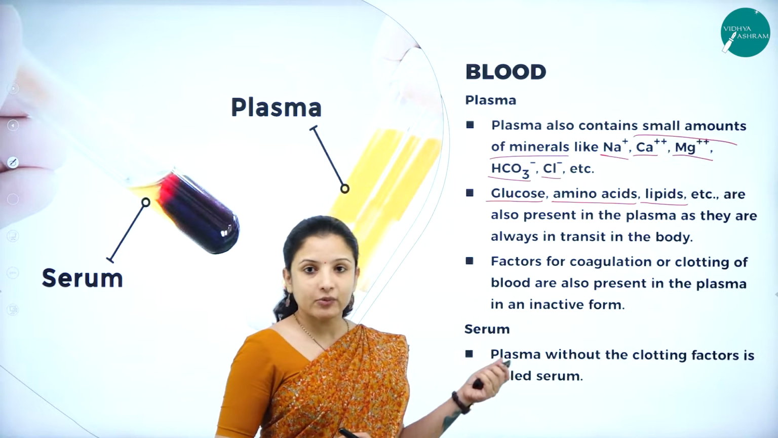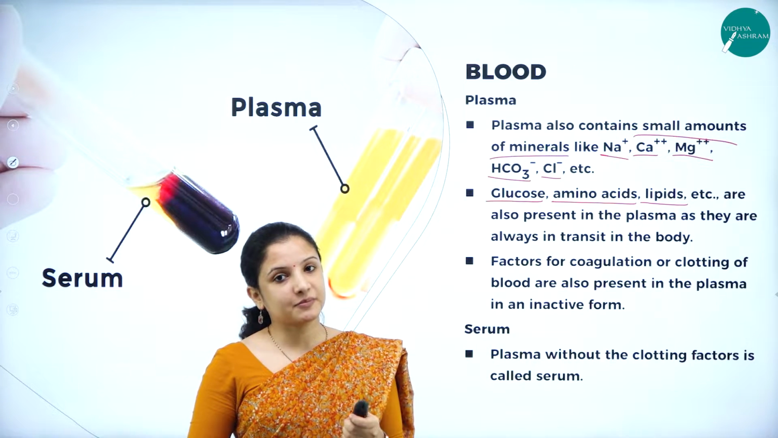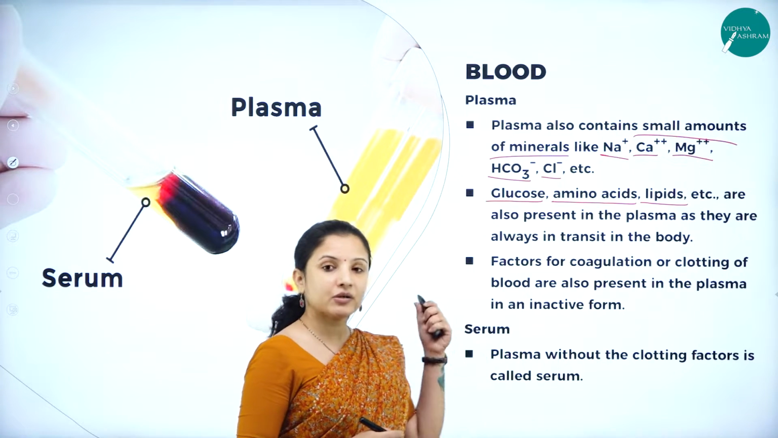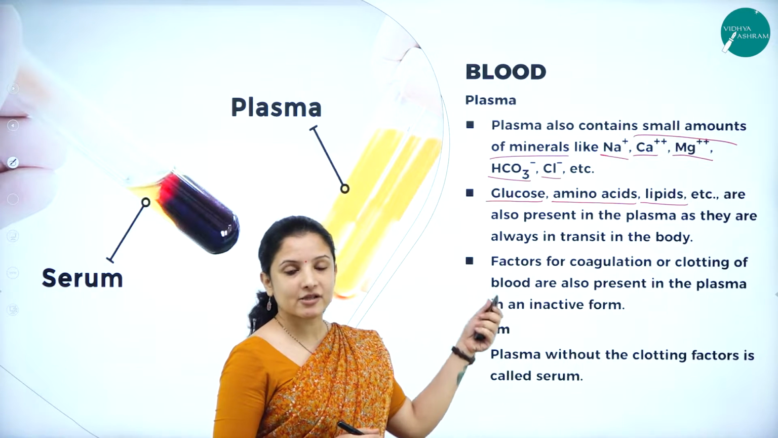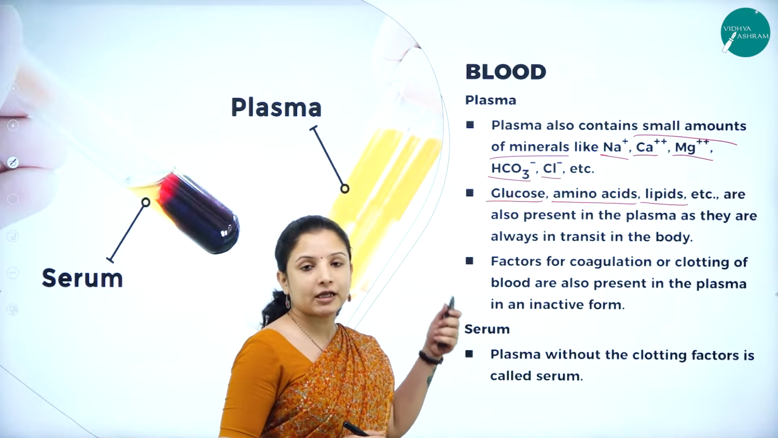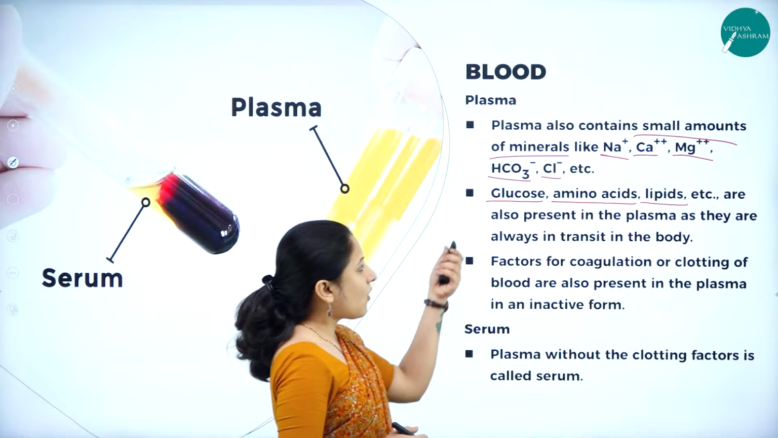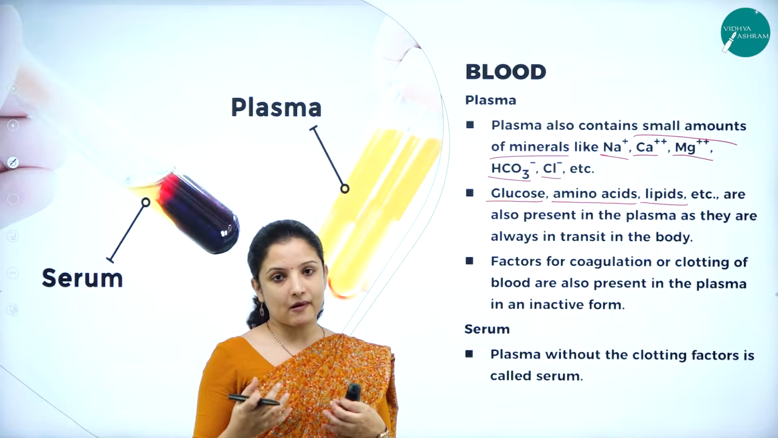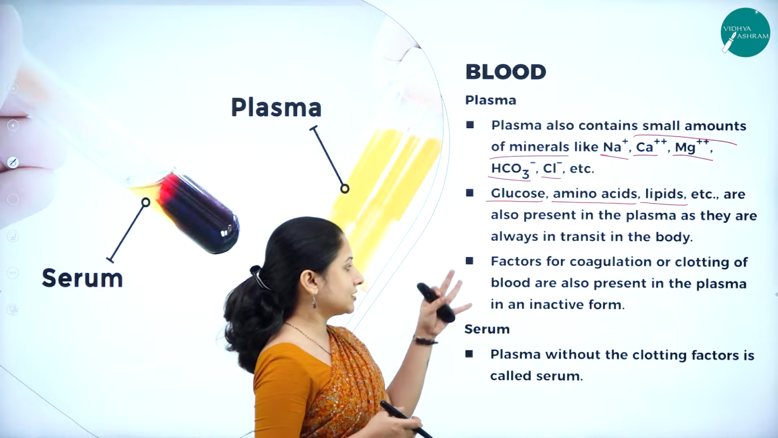So what did we understand about plasma? About 90 to 92% of the plasma is made up of water. In that, 6 to 8% is made up of proteins, and the remaining percentage is made up of small amounts of minerals like sodium, calcium, magnesium, chlorine and bicarbonates. And not just that, they also contain various compounds such as glucose, amino acids, lipids, etc. And all these are carried, or transported, in the body to different parts of the organs. And the factors for coagulation or clotting are also present in the plasma.